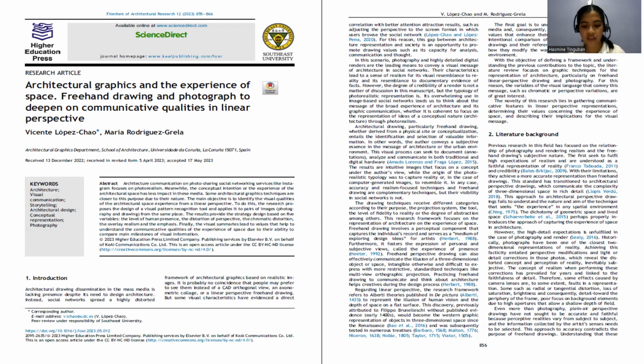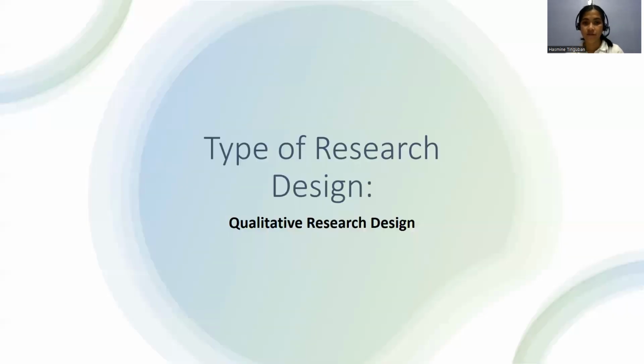The study looks at how different techniques like drawing and photography represent space and architecture. It wants to understand how these techniques affect how we see and interact with the built environment. This research is unique because it focuses on how linear perspective drawings communicate messages in architecture, especially in terms of the experience of space. Next, we have the type of research design. So, this research design is a qualitative research design because it shows only a visual presentation and no numerical data.